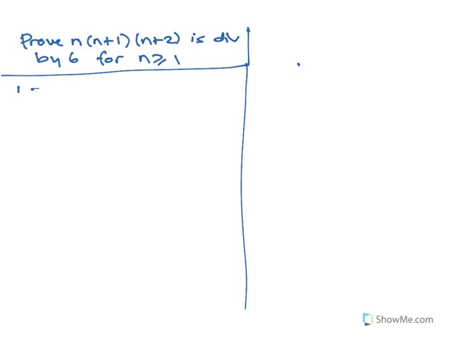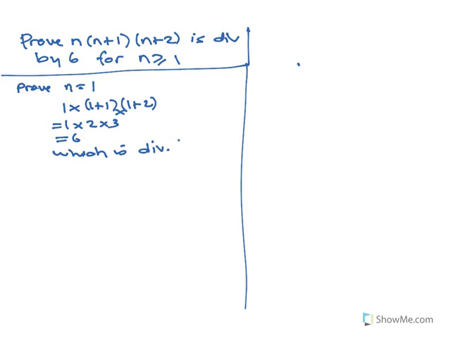Okay, so prove true for n equals 1. So that's 1 times (1 plus 1) times (1 plus 2). So there's 1 times 2 times 3, which is 6, which is divisible by 6. So assume true for n equals k.